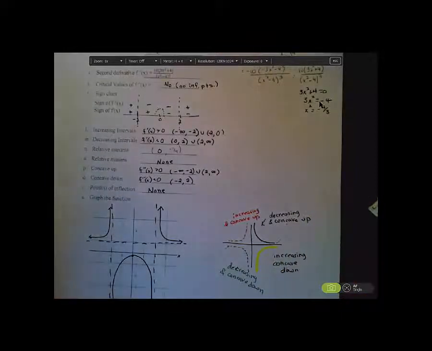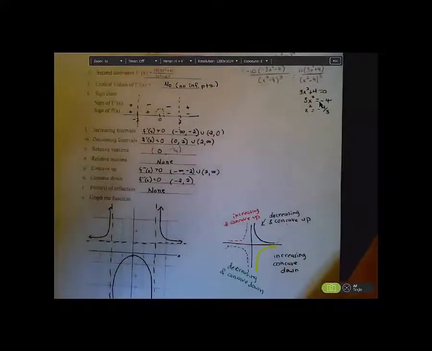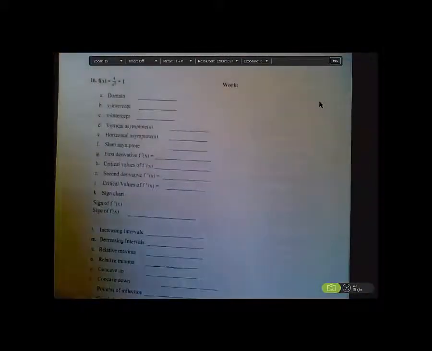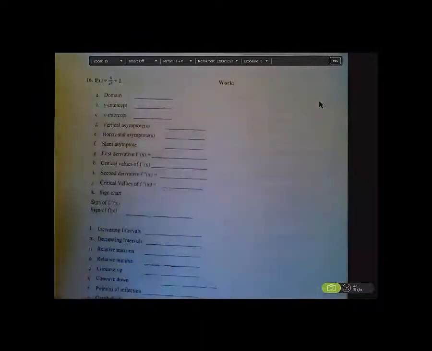All right. I need to get 2 more examples on here. And the next one I have is number 16. Number 16, f of x equals 4 over x squared plus 1.